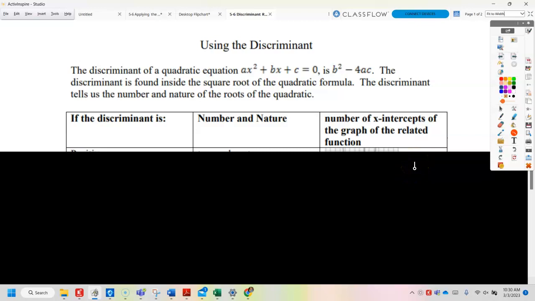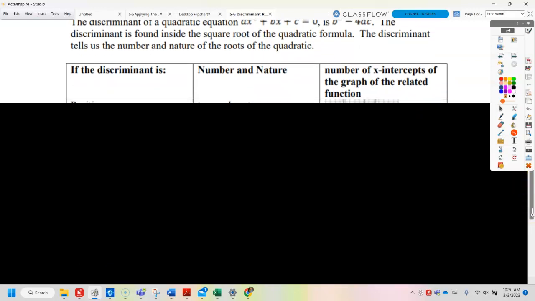The discriminant is going to tell me both number and nature. Nature means imaginary, real, rational, or irrational. Another way of describing the nature is to talk about the x-intercepts. Over here, we refer to these as the roots. Over here, you refer to them as the x-intercepts. X-intercepts and roots mean the same thing. They are the points that occur when y equals 0.